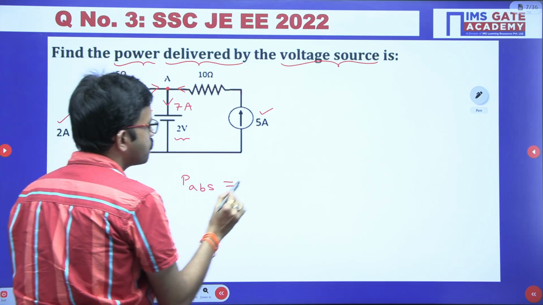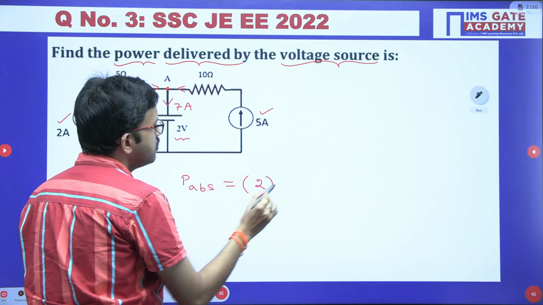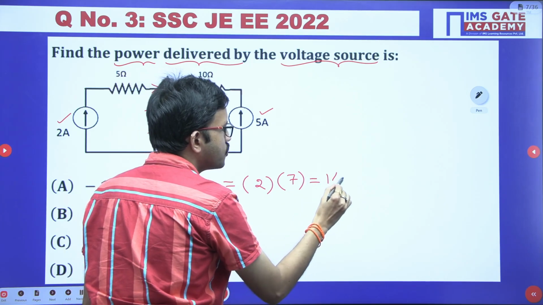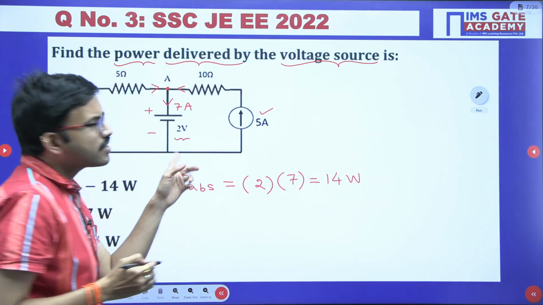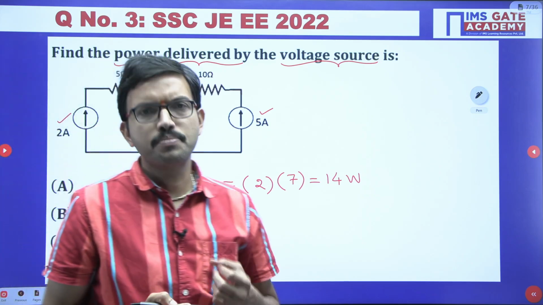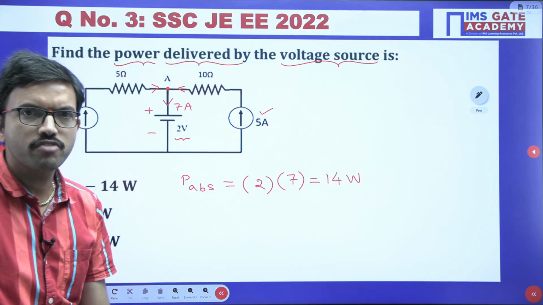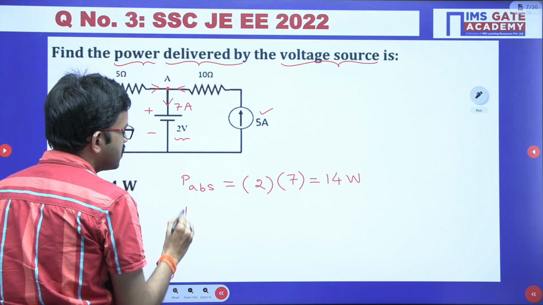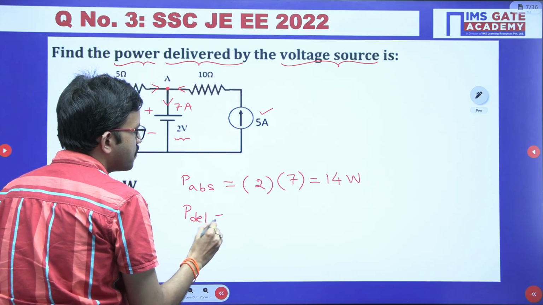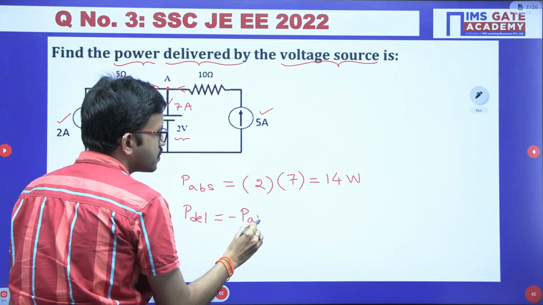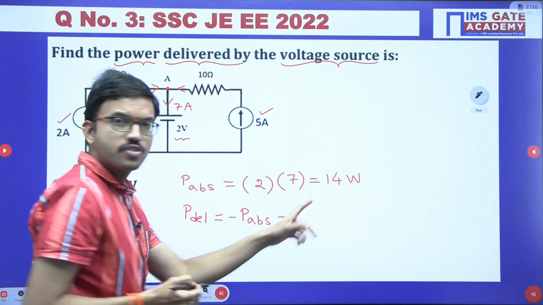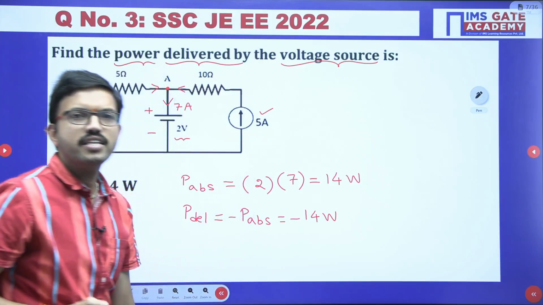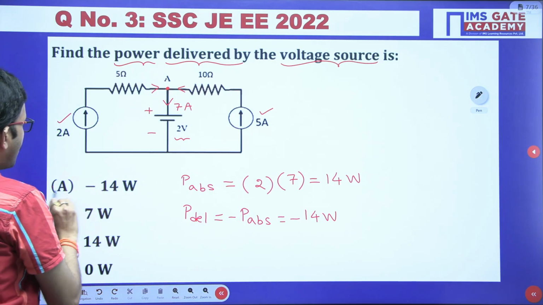Okay, in this case the voltage value is 2 and the current value is 7. So 2 7s are 14. If they had asked for the power absorbed, then the answer would be 14 watt. But in this question they have asked for the delivered power, so delivered power is nothing but minus absorbed power. Since you got 14 watt here, the final answer will be minus 14 watt. So option A is correct.